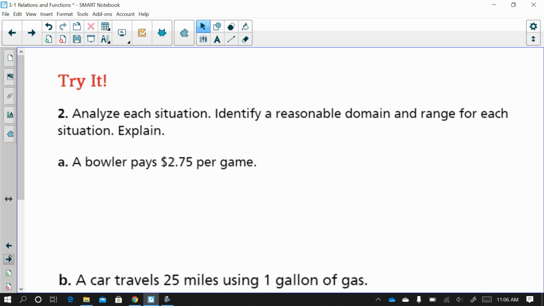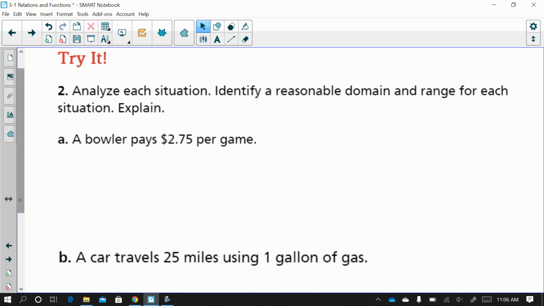Now it's your turn. You're going to analyze each situation and identify a reasonable domain and range for each. Please pause the video and try letter A. Letter A, a bowler pays $2.75 per game. The two things I'm working with are the games and the money. Does it make more sense to talk about money first or games first? Does the amount of money I have affect the games, or do the games affect the amount of money I pay? Well, we're going to talk about the games.